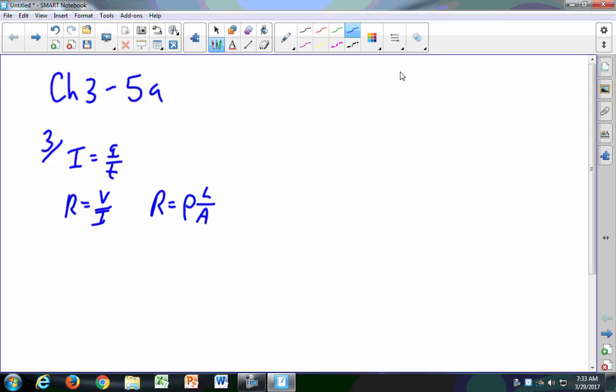Chapter 3. I think it might have been all from chapter 3. Oh, and then also power. Power was V times I, V squared over R, I squared R. I mean, all these equations are on your equation sheet, so don't worry about memorizing them, but know how to calculate the power if I give you that. That might also come up in household circuits, because with household circuits, to calculate the total current, you have to know how to deal with the power.